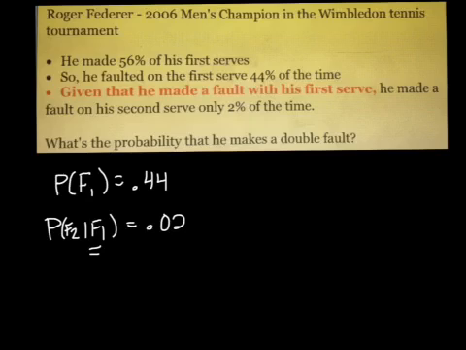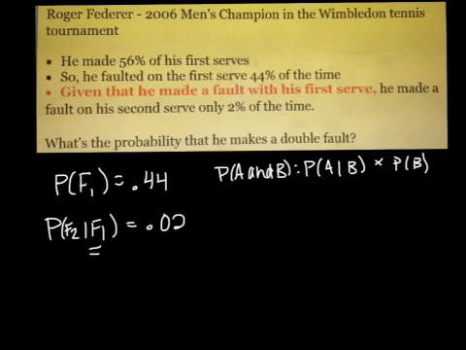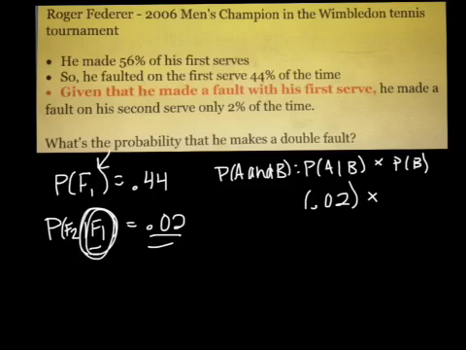Now, to figure out the double faults, we're looking for A and B. And to get there, we take the probability of A given B times the probability of B. Well, A given B is 0.02. The probability of B is the one that happens first, which is given right here at 0.44.